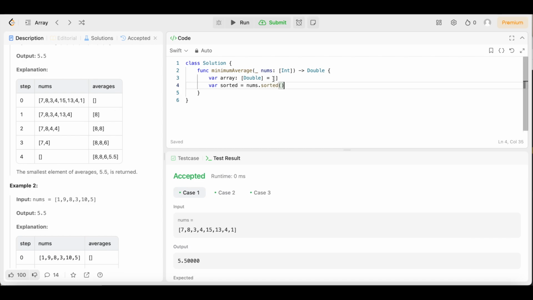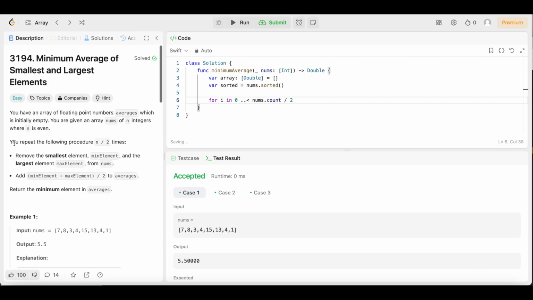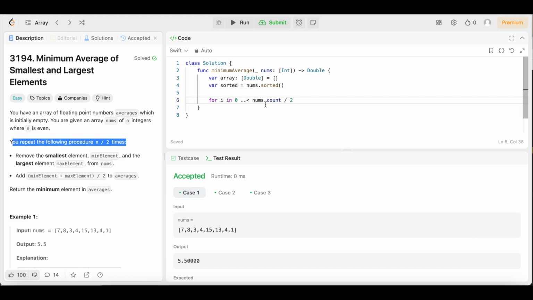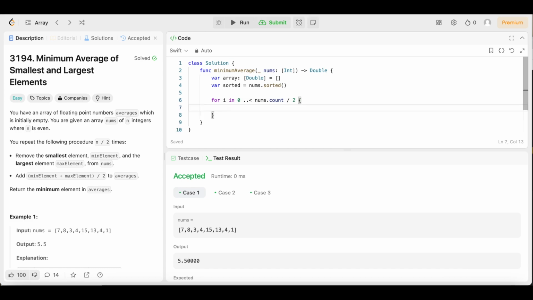Then we're going to come down here and say for i in 0 up to nums dot count divided by 2, y'all, because remember right here we are repeating the following procedure n divided by 2 times. So we're going to do up to nums dot count divided by 2, because nums dot count represents n.